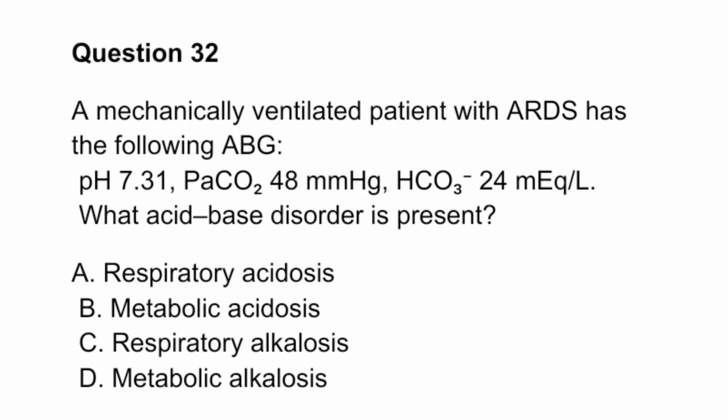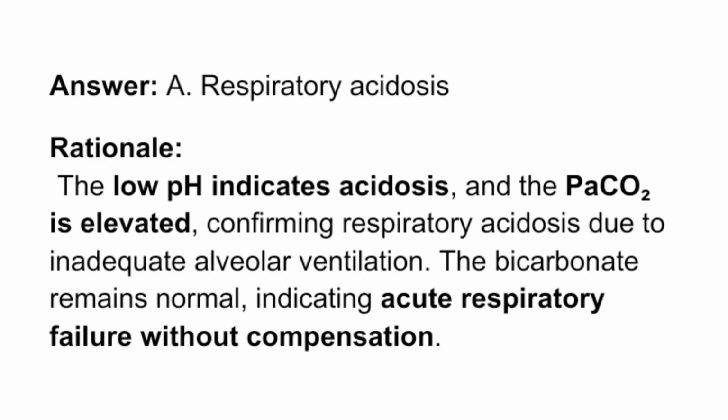Question 32. A mechanically ventilated patient with ARDS has the following ABG: pH 7.31, PaCO2 48 mmHg, HCO3- 24 milliequivalents per liter. What acid-base disorder is present? A. Respiratory acidosis. B. Metabolic acidosis. C. Respiratory alkalosis. D. Metabolic alkalosis. Answer: A. Respiratory acidosis.